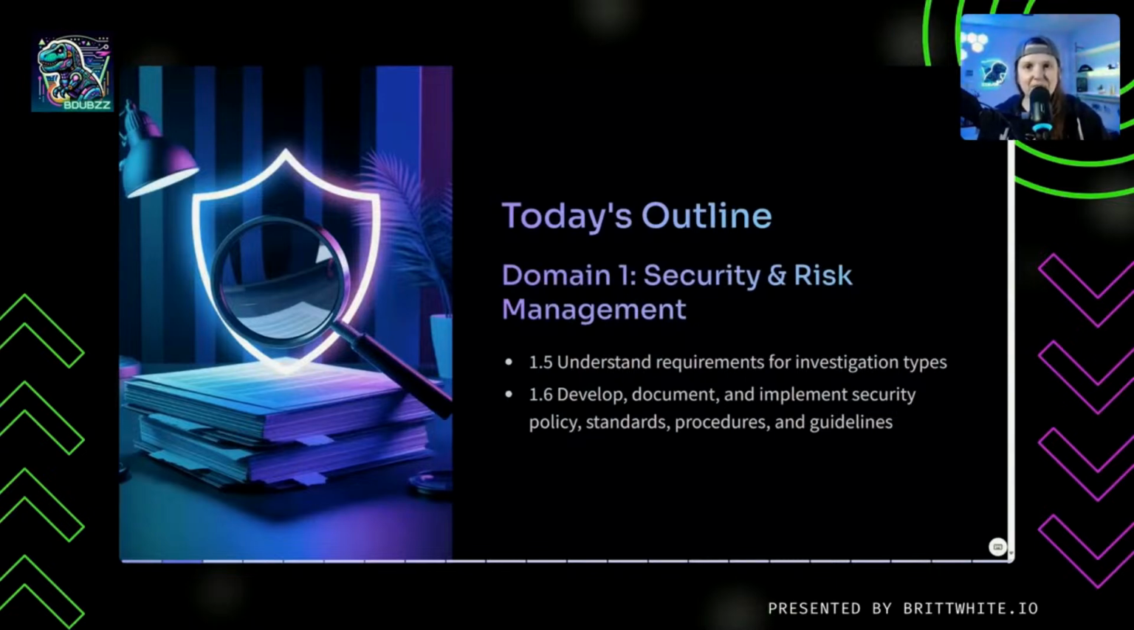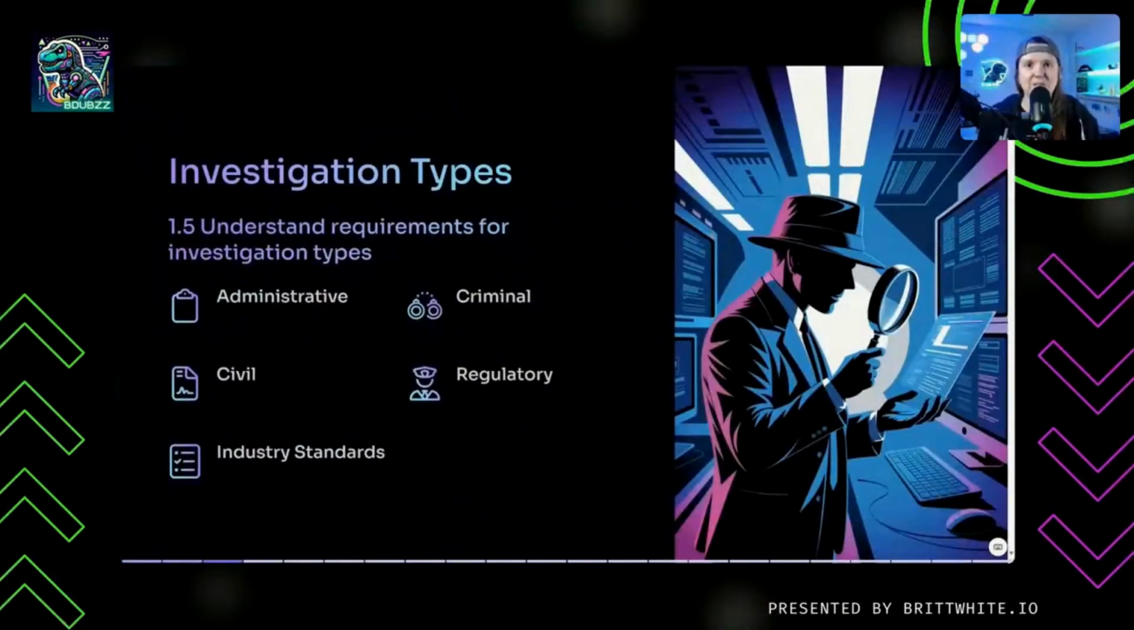All right, let's dive right into exam objective 1.5. So picture this: breach alert, policy meltdown, whatever. First things first, we got to figure out what the heck happened, right? But how do you dig into it? How do you investigate? It's totally going to depend on what went down and who's mixed up in it. Different investigation types, like administrative, criminal, civil, regulatory, and industry standards, all require specific approaches to evidence handling and objectives.